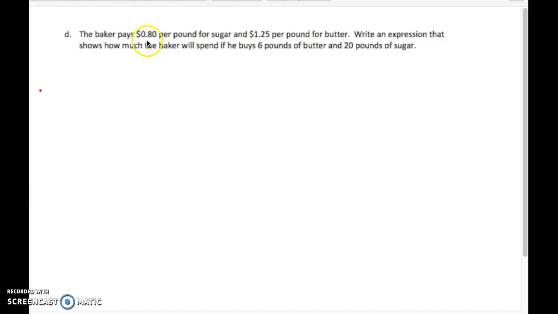It says the baker pays 80 cents per pound for sugar and $1.25 per pound for butter. Write an expression that shows how much the baker will spend if he buys 6 pounds of butter and 20 pounds of sugar. So many of you did an awesome job of finding the answer while not actually writing an expression. Let's go to the next slide and review what an expression is.